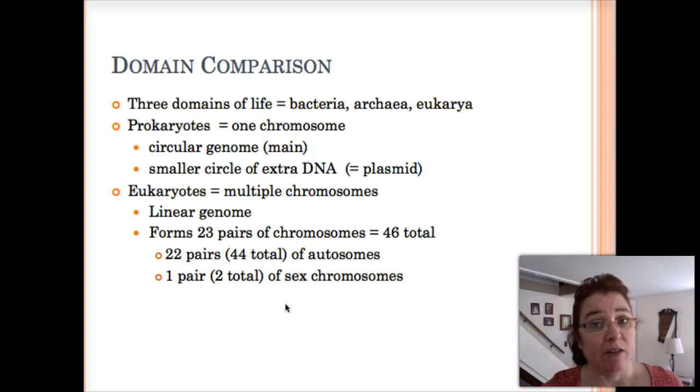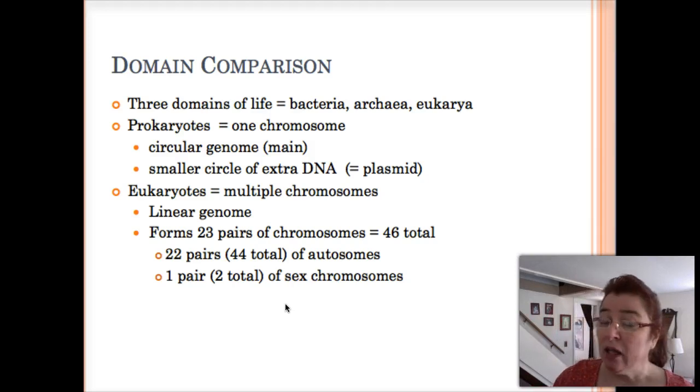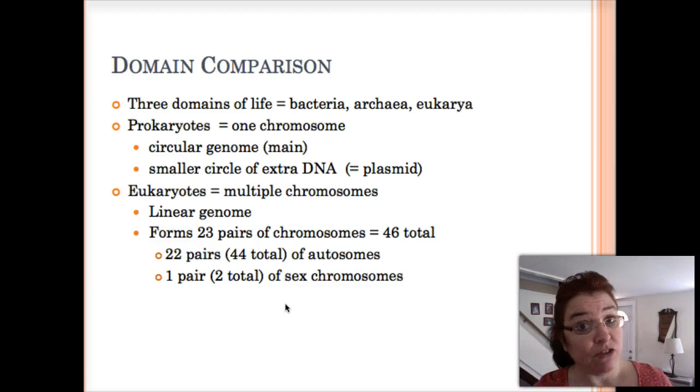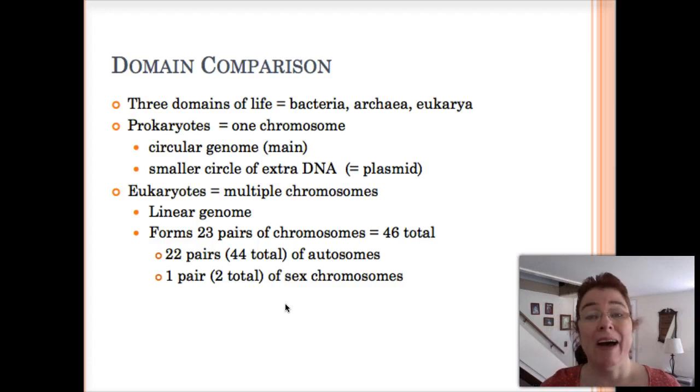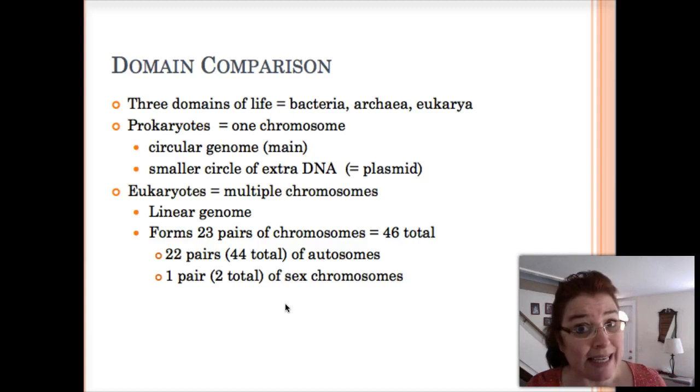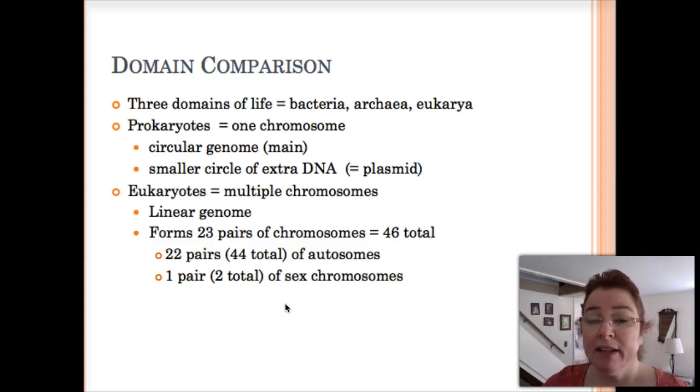Human beings also have a pair of sex chromosomes. If you are a male, you have one X sex chromosome and one Y sex chromosome. And if you're a female, you have 2 X chromosomes. Your sex chromosomes are unique. They are unlike your other chromosomes because they don't have to be a matched pair.